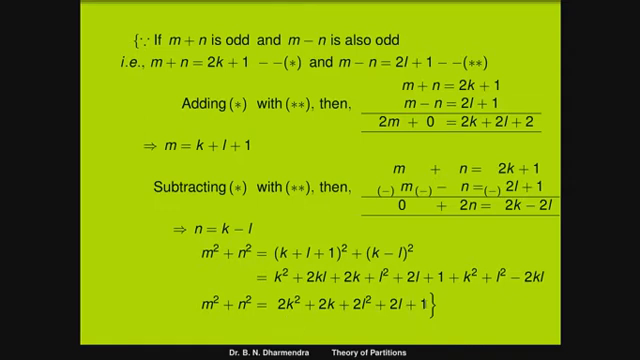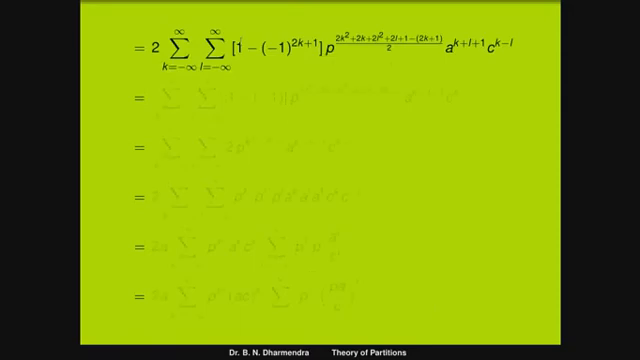So I substitute into the previous step. If m plus n is odd, the terms are, here not the terms containing 2, typing error, I won't write the terms of 2 here. The first series, k running from minus infinity to plus infinity, l running from minus infinity to plus infinity, of minus 1 to the power of m plus n, which we replace by 2k plus 1, and p to the power of m square plus n square, that is 2k square plus 2k plus 2l square plus 2l plus 1, minus m plus 1, that is 2k plus 1 divided by 2.